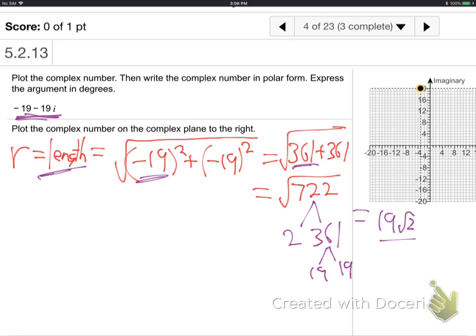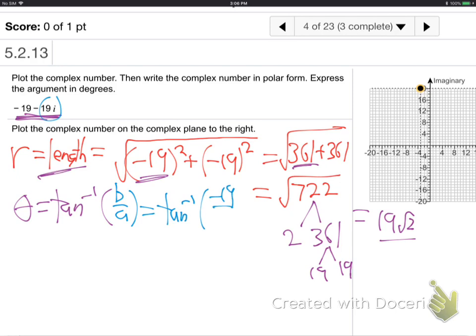If you just take your calculator and go theta is inverse tangent, of what over what? How do you know? It's normally j over i. If you just remember that, you're probably fine. That's what it was for vectors, right? j over i. So in this case, we're calling it b over a, whatever you want to call it. It's the y value, minus 19, over the x value.